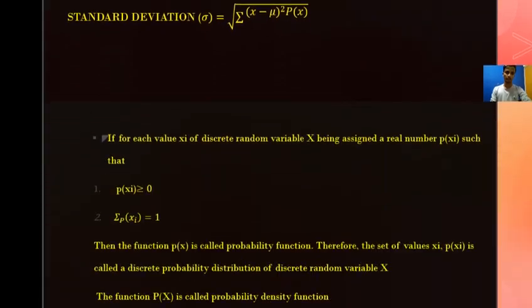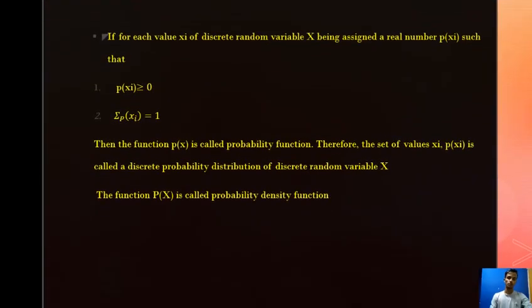If for each value xi of a discrete random variable x, a real number p of xi is assigned such that p of xi is greater than or equal to 0 and summation of p of xi is equal to 1, then the function p of x is called the probability function. Therefore, the set of values xi, p of xi is called a discrete probability distribution of the discrete random variable x. That is, the function p of x is called the probability density function.